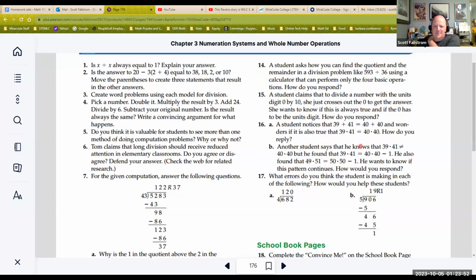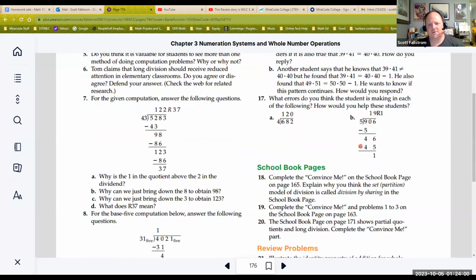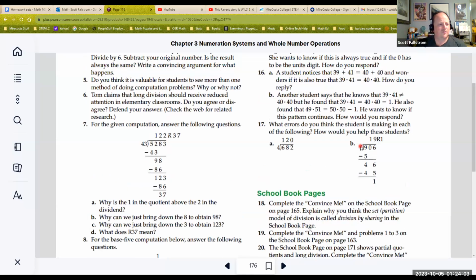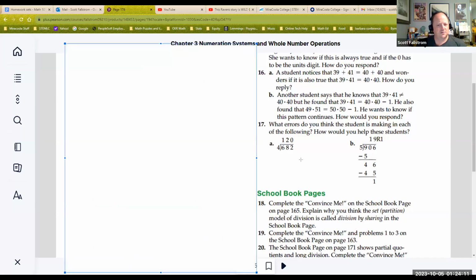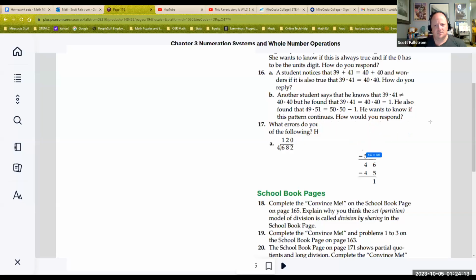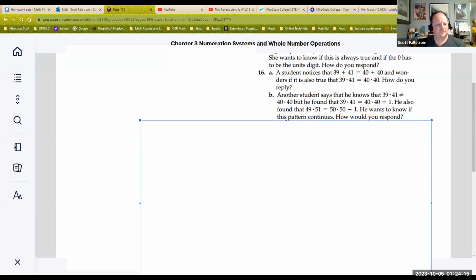Let's see here. Does the pattern continue? This goes back to one of the other questions that was in the homework where you had the A minus B times A plus B. So this question 16 is a pretty good one that you should be kind of asking yourself as well. Again, it does link back to the algebra. So let's throw a little white space in here.